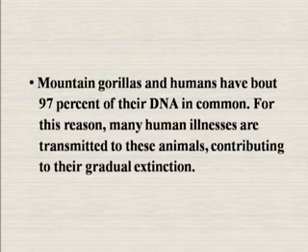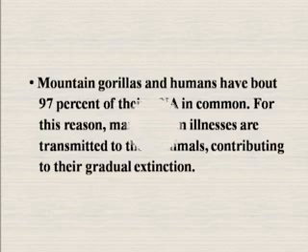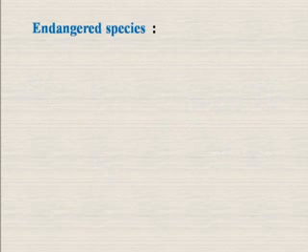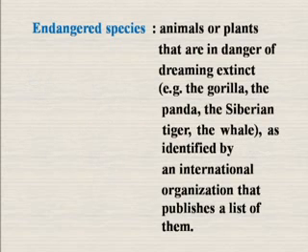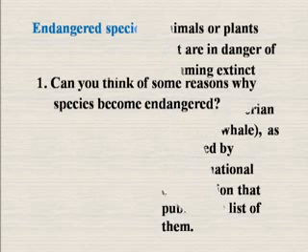For this discussion, you need to know the meaning of the title here. Endangered species are animals or plants that are in danger of becoming extinct. Examples: the gorilla, the panda, the Siberian tiger, the whale, as identified by an international organization that publishes a list of them.